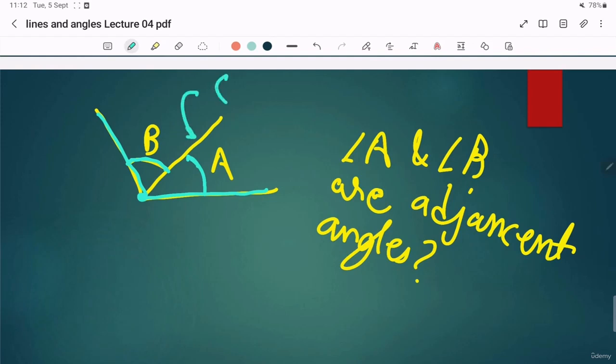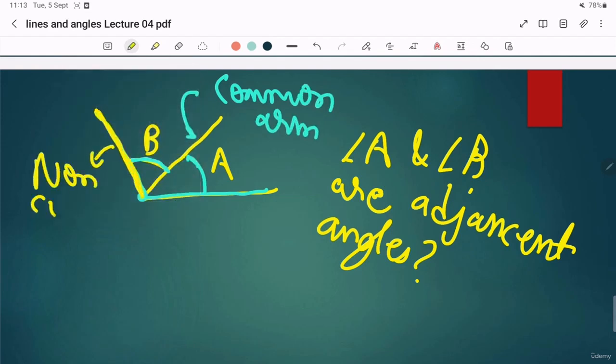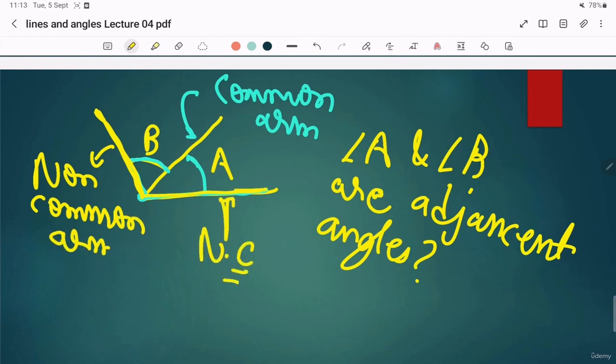This is a common arm and this is a non-common arm. This is also a non-common arm. As you can see, the non-common arms are on either side of the common arm. Therefore, these two angles are adjacent angles.